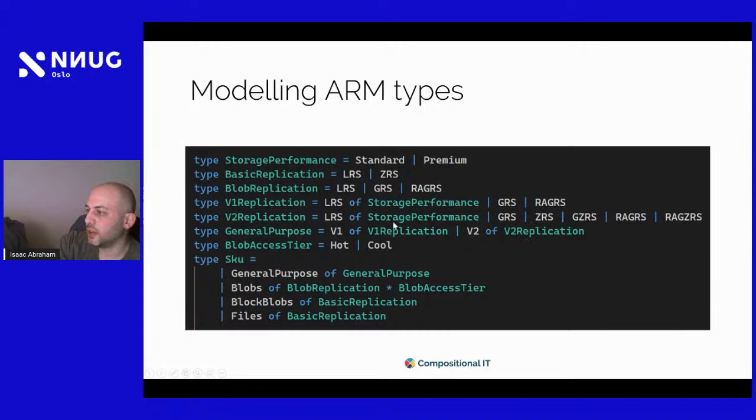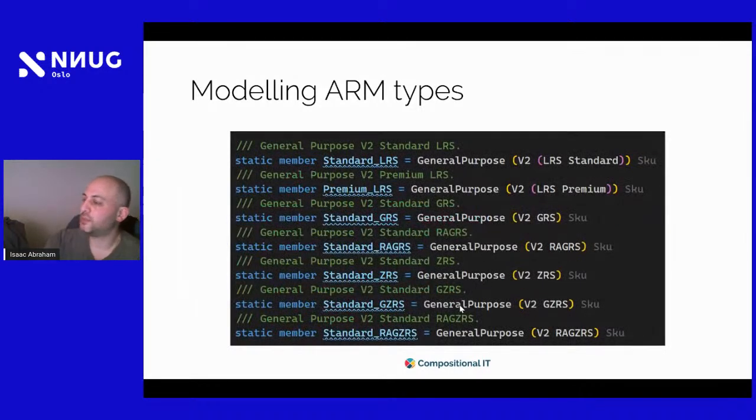V2 replication has the same thing, except it also adds on a couple more types of replication and so forth. This is now built into the type system. So it's impossible in Farmer to actually create an invalid combination now, because we've specified all of these rules. The compiler won't let us even do this accidentally.